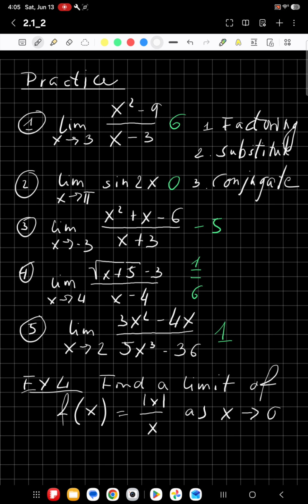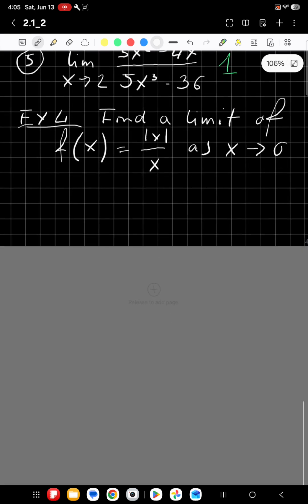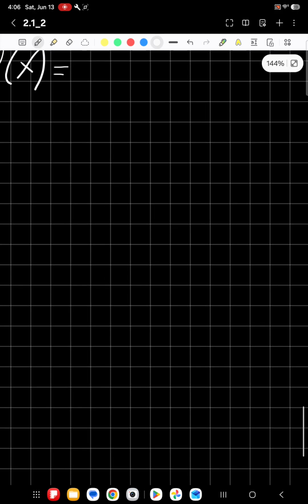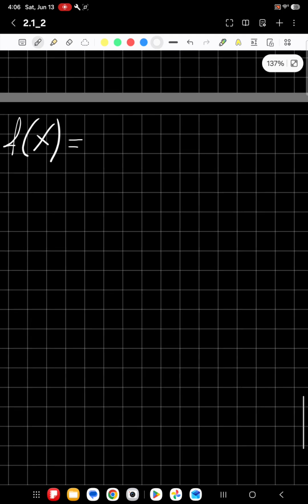Okay, so let's try to figure out what's happening here. Alright, so this looks a little bit like a piecewise function. So let me write it. F of x equals, so I have that absolute value of x at the top and x at the bottom. Yeah, so let's try to figure out what is happening here.